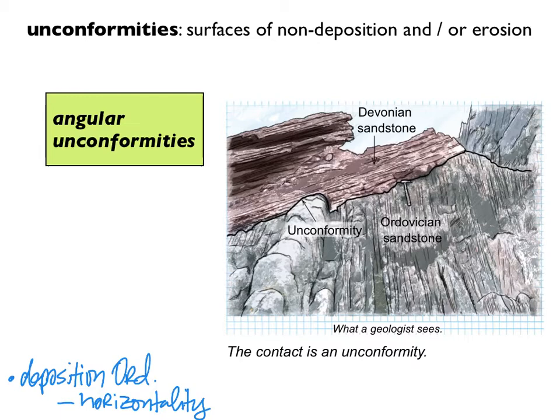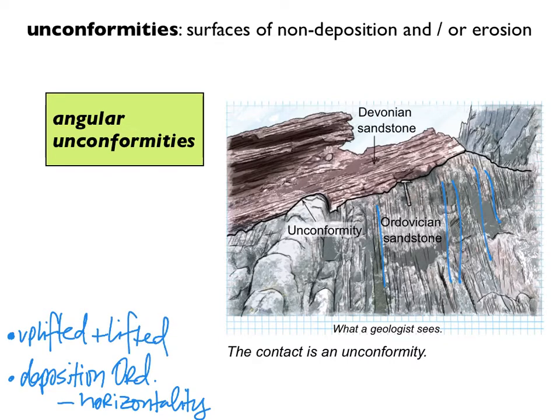Okay, so you can clearly see that they are not horizontal now. If I outline some of the beds in the Ordovician sandstone, they're nearly vertical. I'm just tracing some of them right now. That means that after deposition of the Ordovician sandstone, they were uplifted and tilted to a very steep angle. So we know that had to have happened.